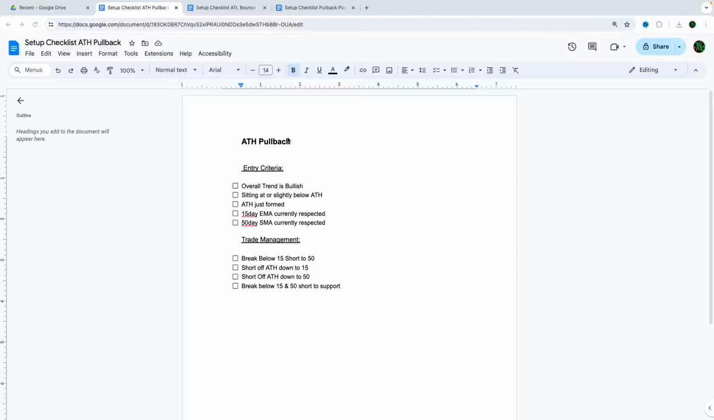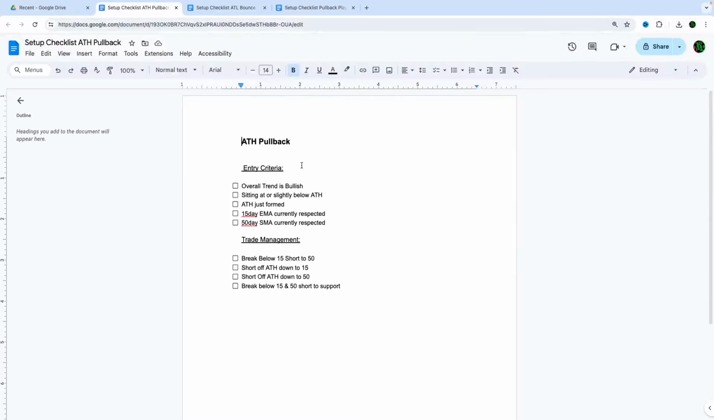Okay. So to start off, we want to look at the ATH pullback setup. If you guys want to pull up this PDF or just watch this video and do that after, that's fine. So as far as entry criteria, we're looking for the overall trend to be bullish. Okay, we're looking for the chart to be sitting at or slightly below its all-time high. And preferably, we'd like to see that the all-time high was just formed.